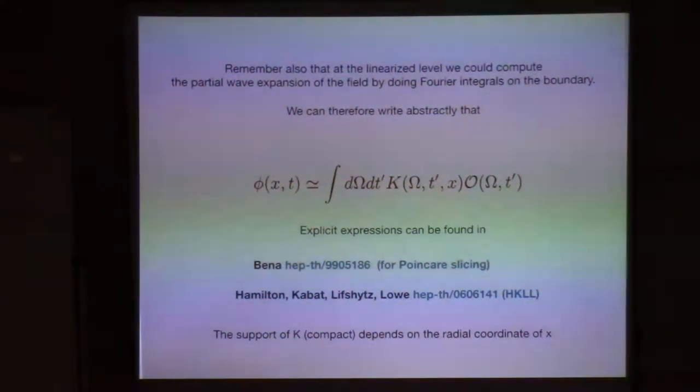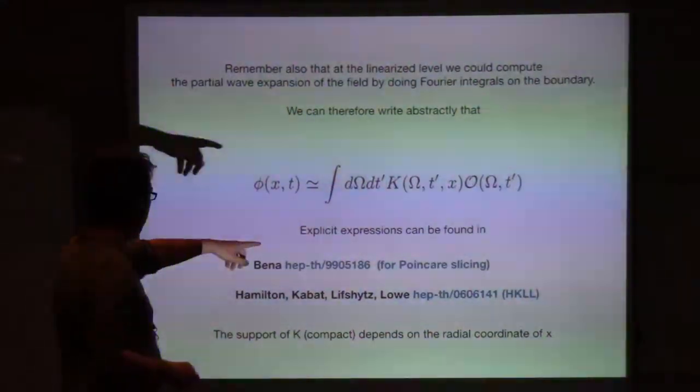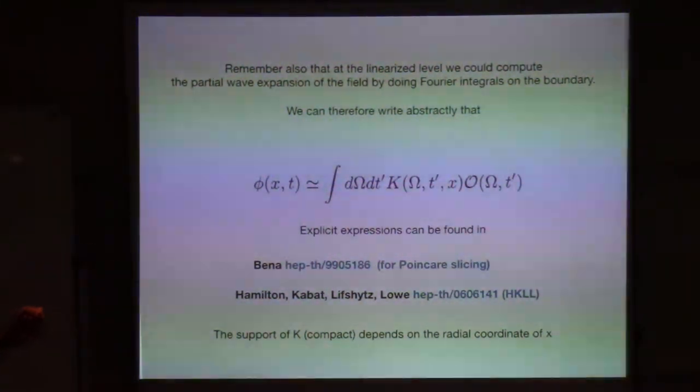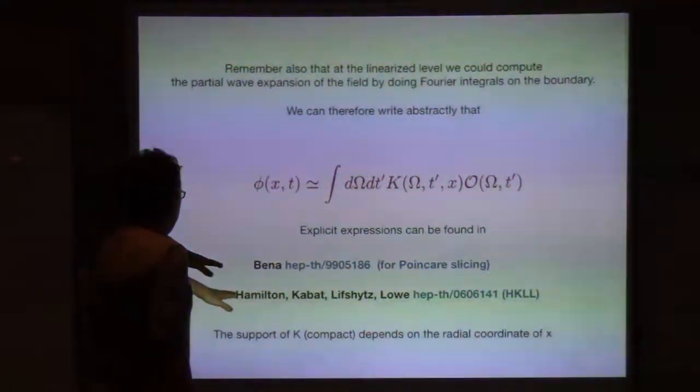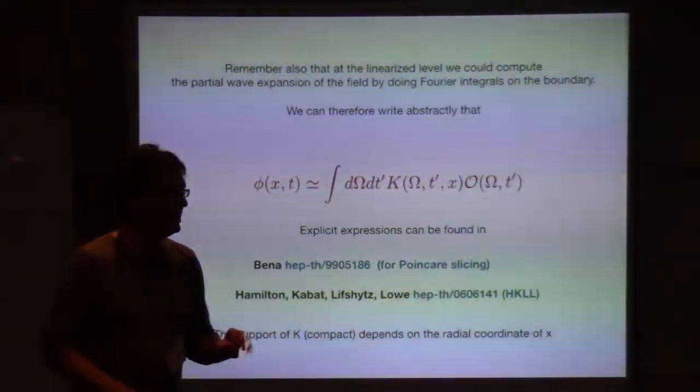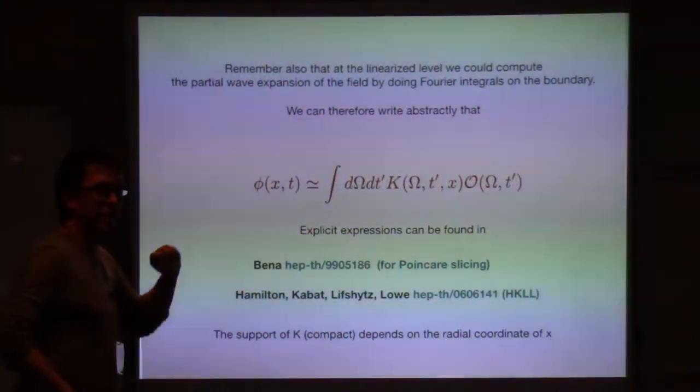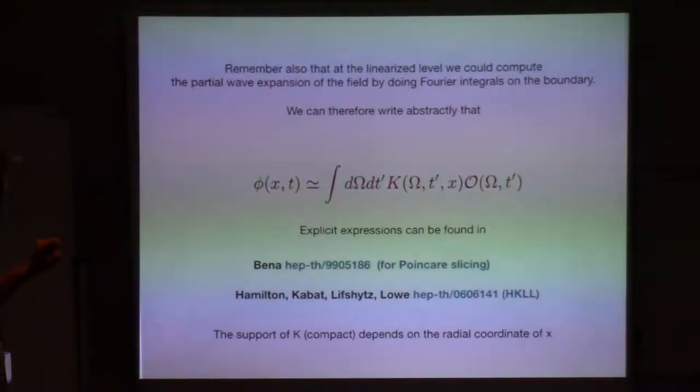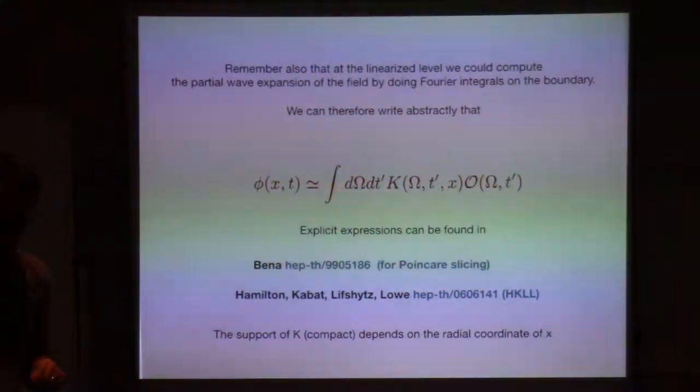And then explicit expressions can be found in, for example, the paper of Joseph Benner in '99. But the way he wrote it was for Poincaré slicing, and he used the momentum representation of everything, so it was not an easy thing to unpack. And then there's this paper of Hamilton, Kabat, Lifschytz and Lowe, which gave it not just for the Poincaré slicing, but for global AdS, and gave a way to write kernels of some more general form, and they computed it. And then they showed that the support of K can be chosen to be compact, and it depends on the radial coordinate of X. And then they showed that basically pi could be written in some form, and you could play with this.